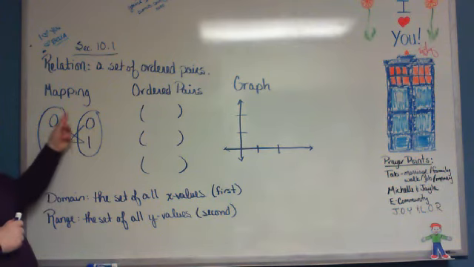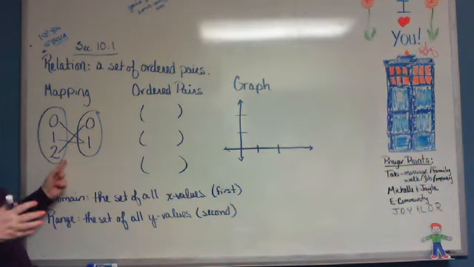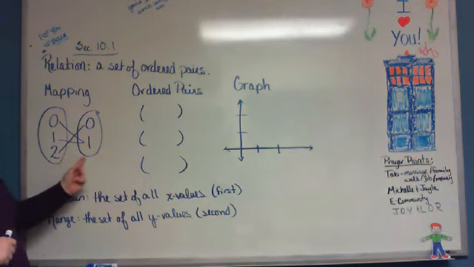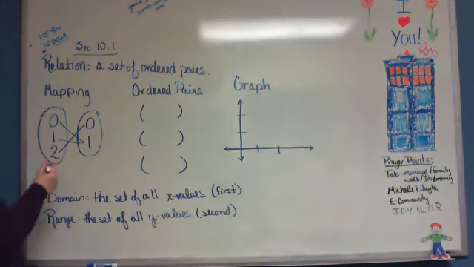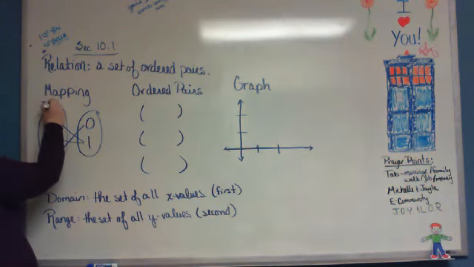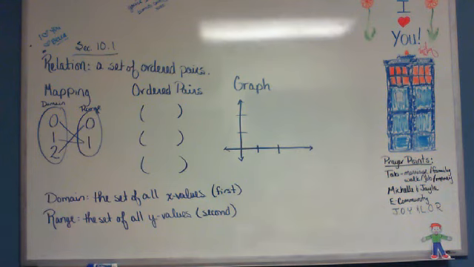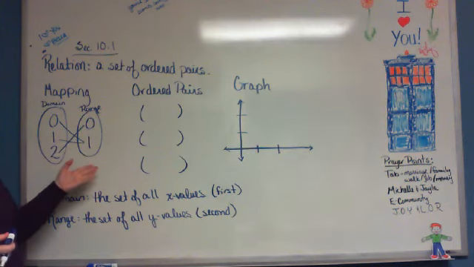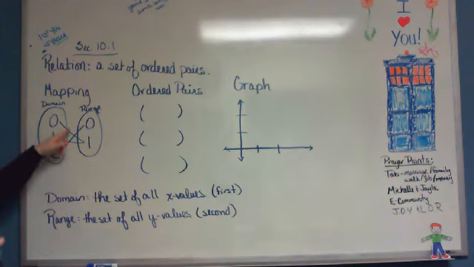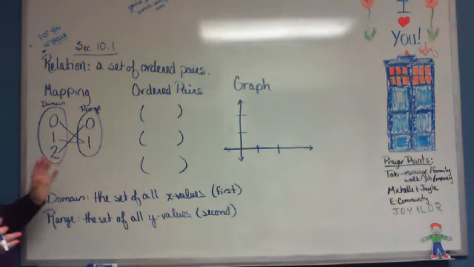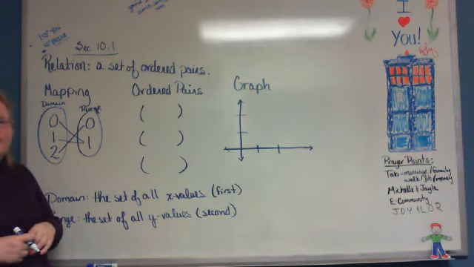A mapping always has one set of numbers or letters or words connected to another set. This first set is called your domain, and the second set is called your range. This first set of numbers acts just like all of your x variables, and the second set of numbers acts just like all of your y variables. It's the lines in between that show you how they relate to one another.